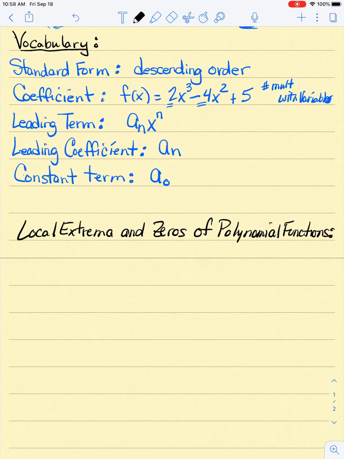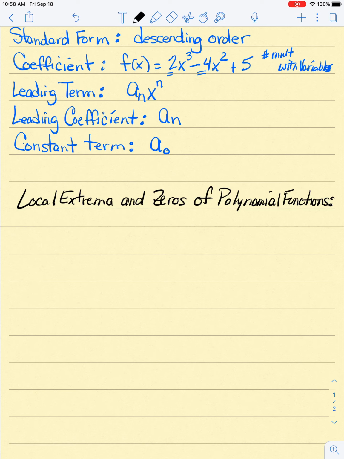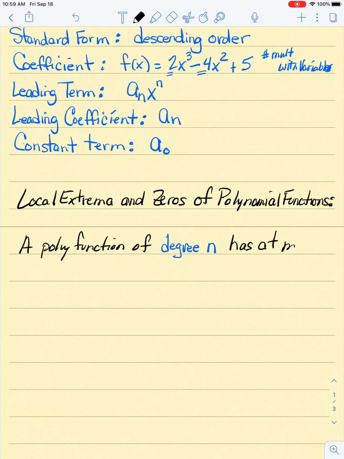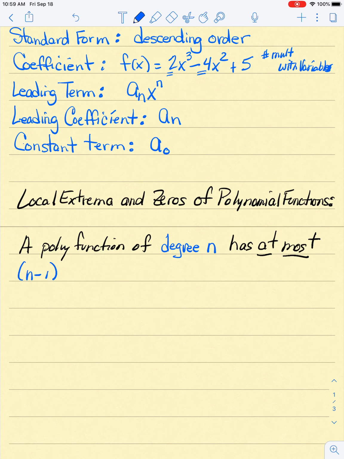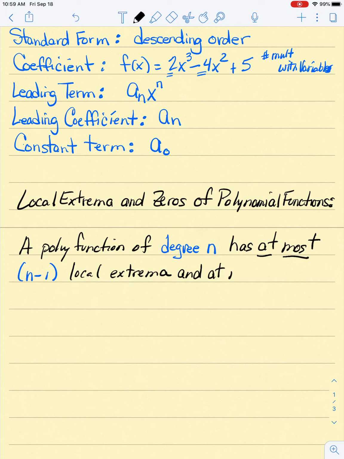My thought for this one is that a polynomial function of degree n has at most n minus 1 local extrema, and at most n zeros.